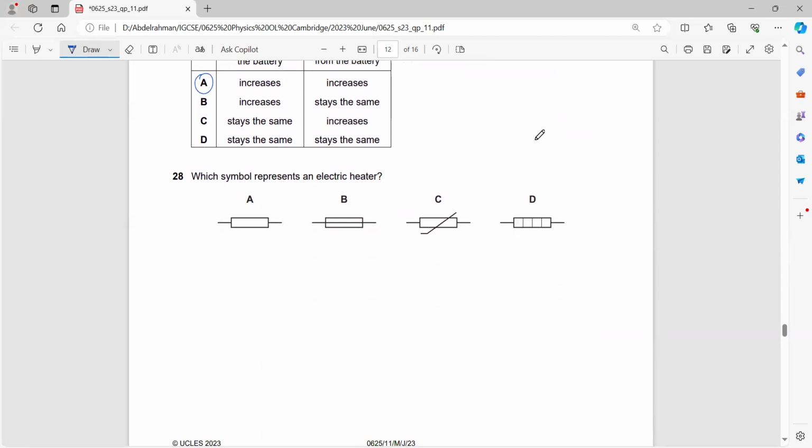What symbol represents the electric heater? An electric heater is D.